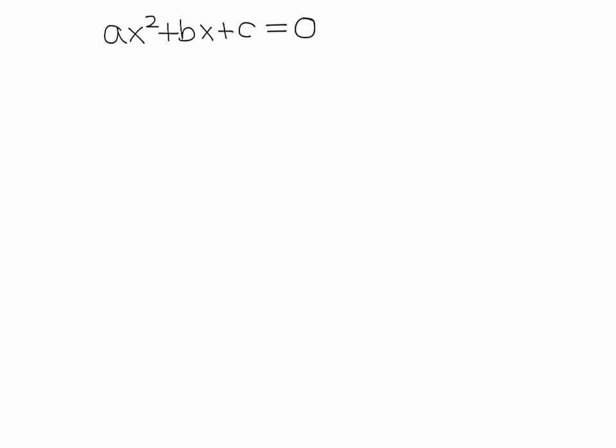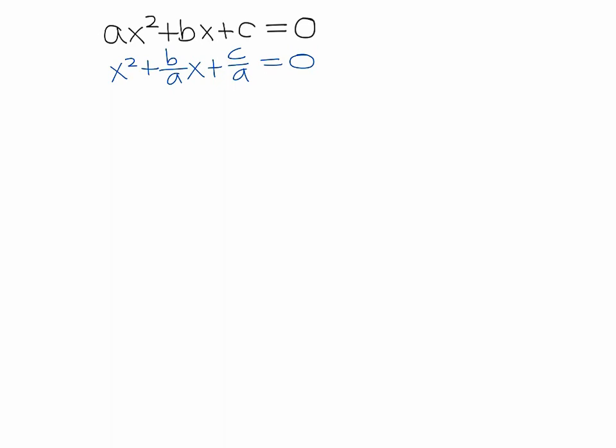Here we have a quadratic equation of ax squared plus bx plus c is equal to 0. Now we're going to solve for x by completing the square. Make sure that your leading coefficient is equal to 1 when you complete the square. So we're going to divide the whole equation by a. So we have x squared plus b over a x plus c over a is equal to 0.